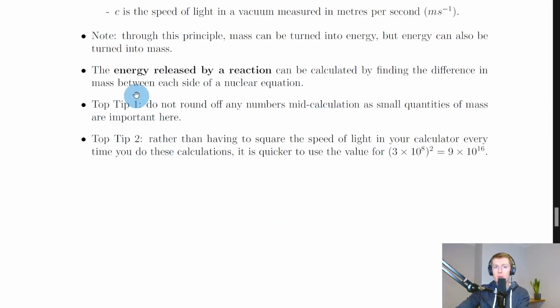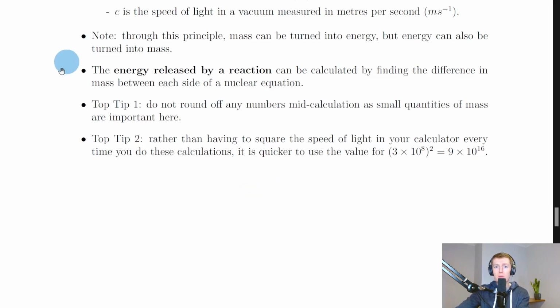Jumping back to the notes now, it says the energy released by reaction can be calculated by finding the difference in mass between each side of a nuclear equation. So this is a very common exam style question where you're asked to calculate the energy released in a reaction. And there's a certain structure to how you want to answer this kind of question. And we'll do that in the worked example video for Einstein's mass-energy equivalence. So check that out so that you get plenty of practice of doing these kind of questions.